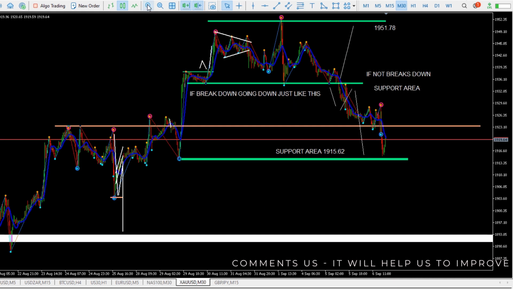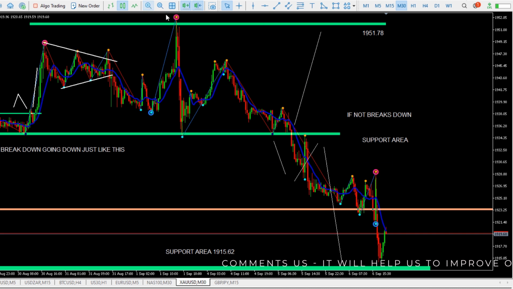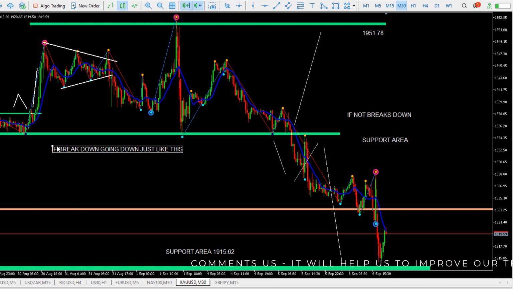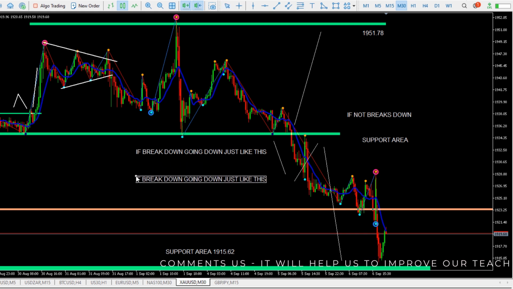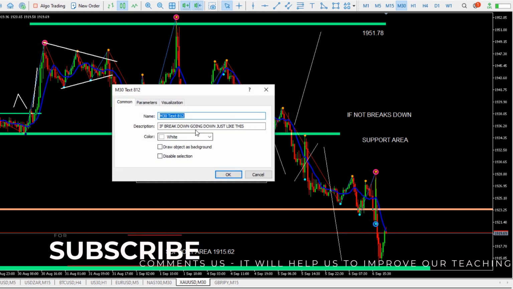Next, move to gold forecast. Gold is in a downtrend in the daily chart, but in H4 going up and weak in this area, so we will wait for it to break downside. Finally it broke to the downside as I predicted. We analyze the market with price action and support resistance zone, and finally it breaks the support and goes in a sell trend.